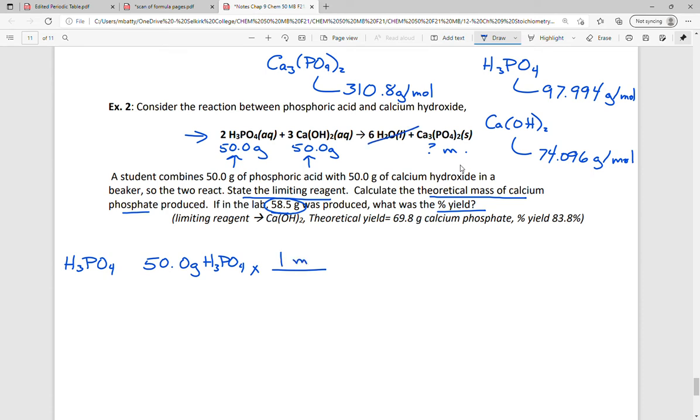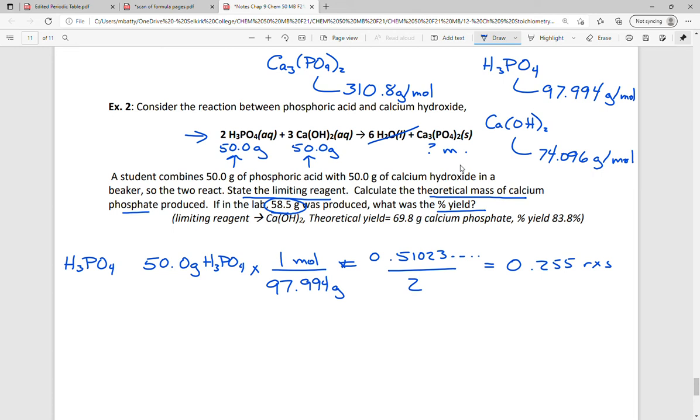We know that 1 mole of phosphoric acid is 97.994 grams. Oops, sorry. And so I'll calculate that on my calculator. I get 0.51023, blah, blah, blah. I'm going to divide by that coefficient to figure out how many reactions I can do. I'd get 0.255 reactions. Let's move on to the other thing here.